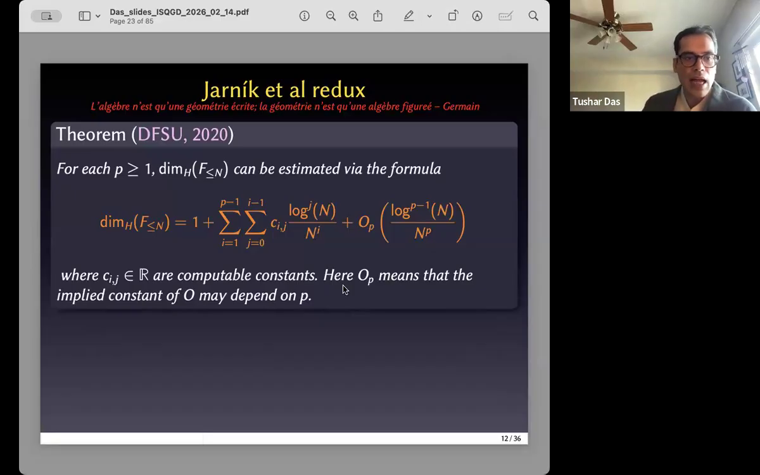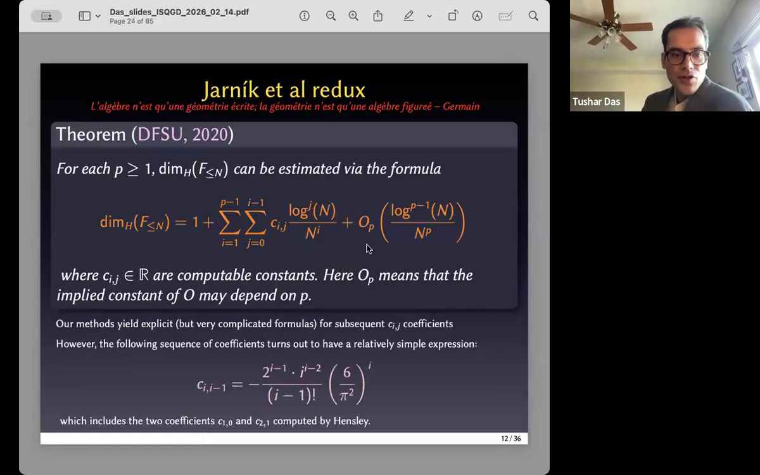So here's the full asymptotic expansion for f less than or equal to n. This was the final result in this vein, Hensley's formula. And you might wonder whether Hensley's coefficients show up, and it is true they do. They form a kind of subdiagonal sequence here. So the C_{i,i-1} sequence is given by this formula right here, and you can see the reciprocal of zeta of 2 showing up.